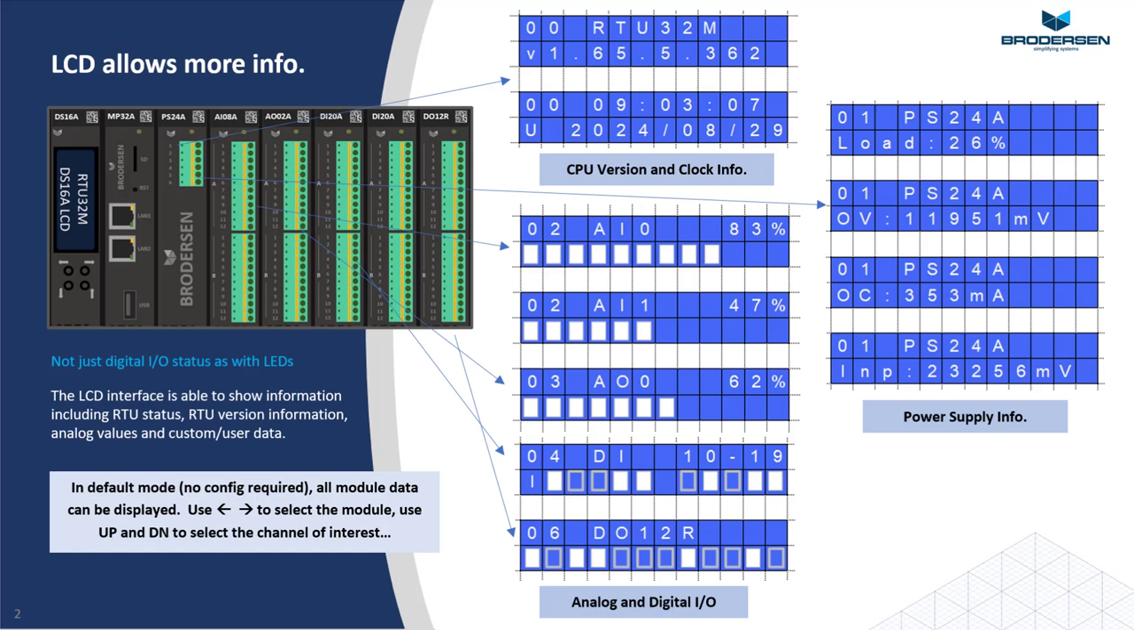So the left and right buttons would simply move us around between the different modules, and the up and down buttons would allow us to see the channel information for the analogs, or the second group for the digitals, or more information from the power supply.